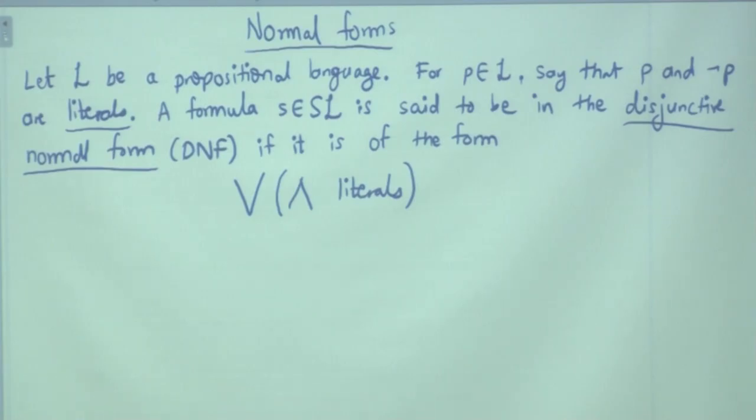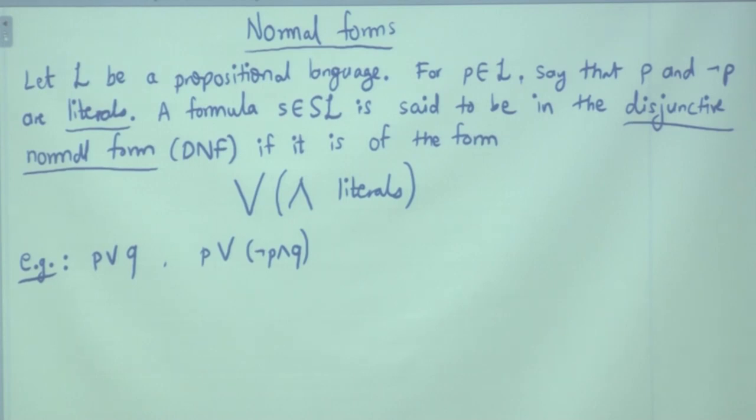Let me give you an example. For example, P disjunction Q is in DNF. Why? Tell me what exactly is happening here. It is the disjunction of P and Q, and P is a singleton conjunction, Q is a singleton conjunction. Similarly, I can also say that P disjunction negation P and Q, that is also in DNF.